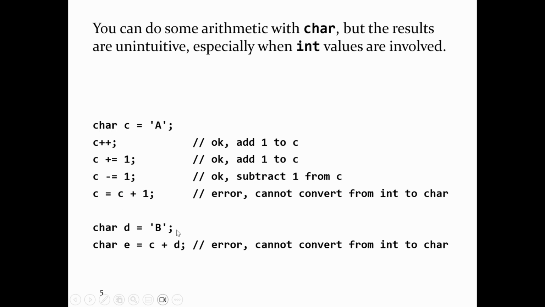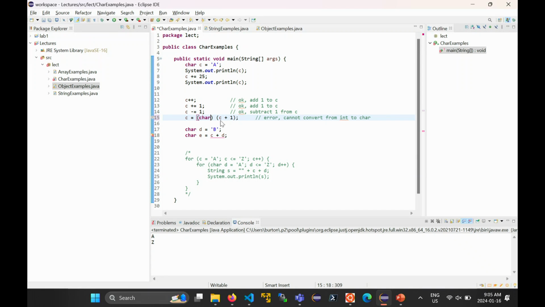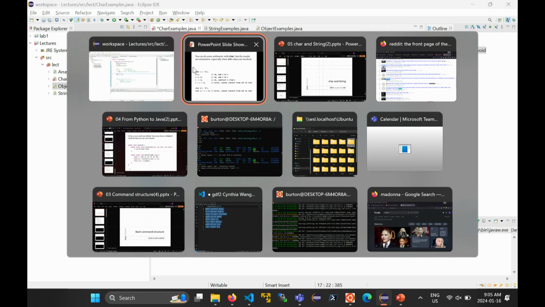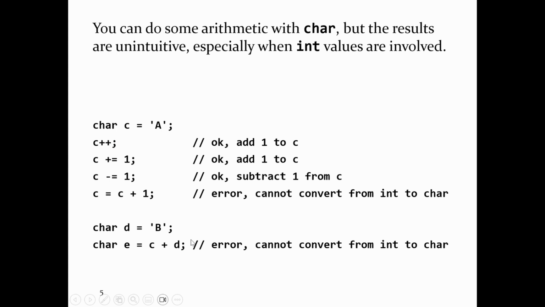Now, it gets even stranger. I can start with a char D, and I'm going to set that to B. And I'm going to try to add C and D. Now that's a char and that's a char. If you try this, back here, the compiler complains again. Type mismatch, cannot convert from int to char.